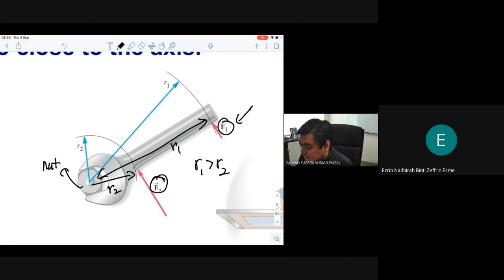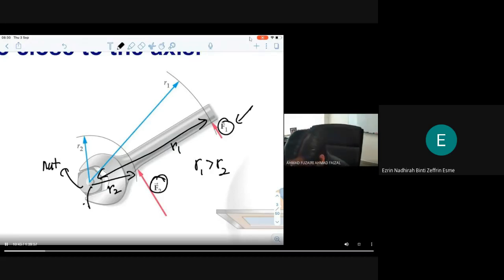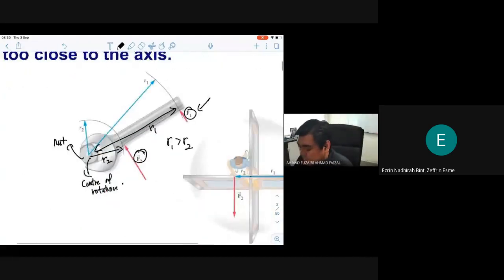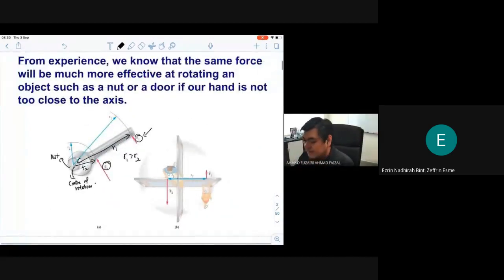So in this case, F1 needs less force because of the length, so it also depends on the length from the center. This one is called the center of rotation. So that is one case. Another case is a rotating door, a revolving door.